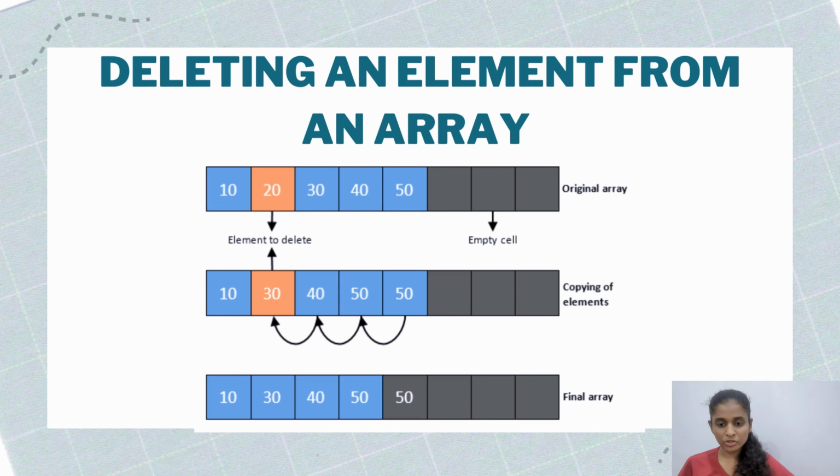Deleting an element from an array involves removing the specified item, then shifting the subsequent elements left to fill the gap. The array size remains the same, but the last element becomes redundant since arrays have a fixed size.